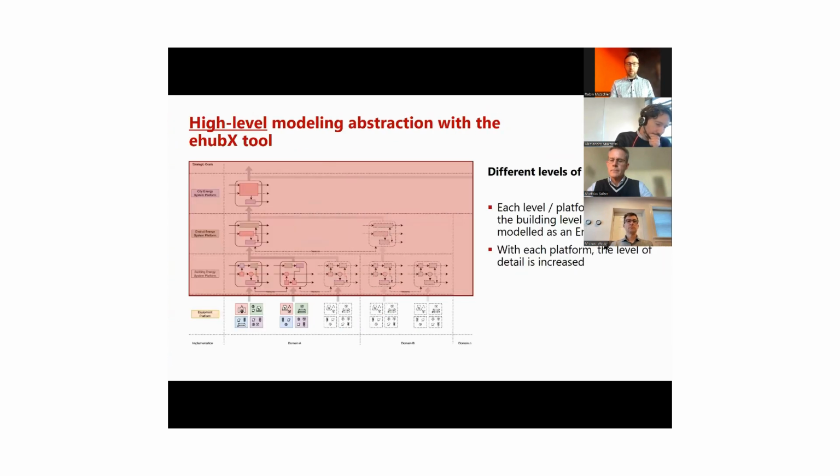Okay, here again a recap of the presentation of Matthias. As you have seen on this slide, as he explained, you have the different levels. You can go with each step into more detail, and the levels I've highlighted here in red are the levels which you can typically model or represent with an energy hub, and then also with a MILP optimization model.